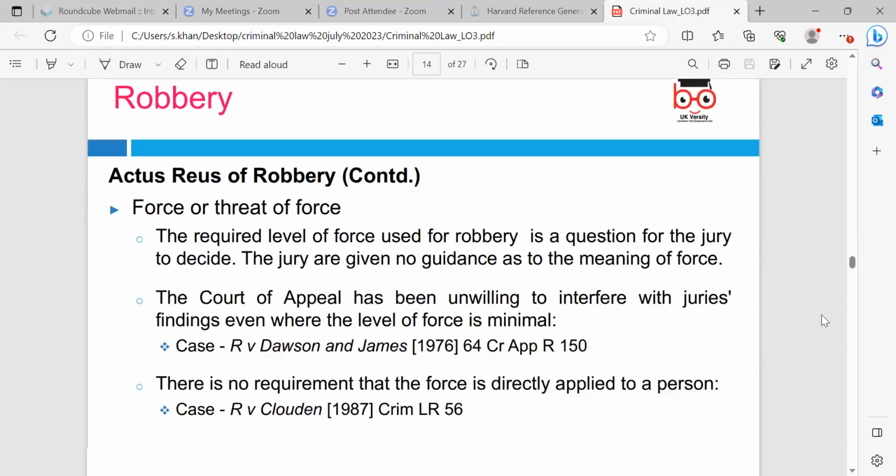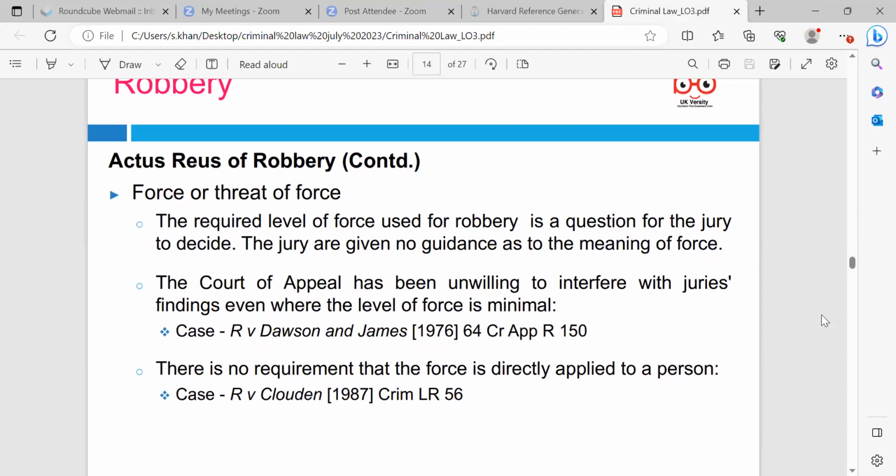Force or threat of force. The required level of force used for robbery is a question for the jury to decide. The jury are given no guidance as to the meaning of force. The Court of Appeal has been unwilling to interfere with juries' findings, even where the level of force is minimal, as in the case of R v Dawson and James, 1976, where the defendant had nudged the victim, causing him to lose his balance so that his wallet could be more easily taken.